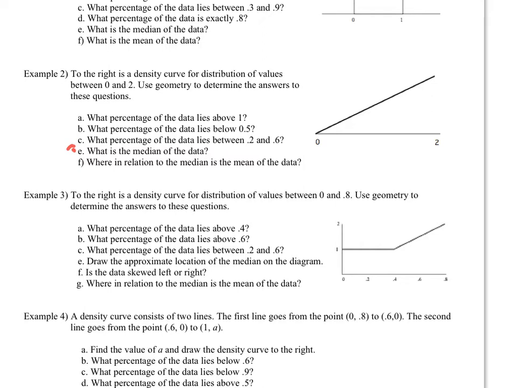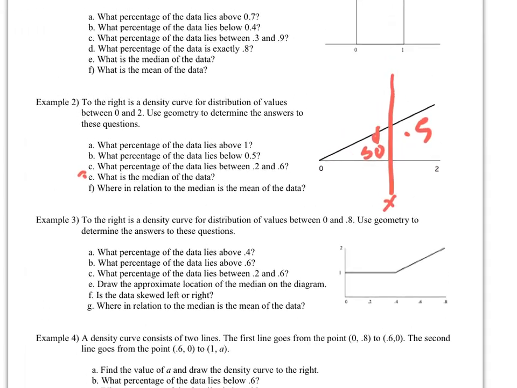Median means cut the data in half. So this is 50% and this is also 50%. The easiest thing to have done is to just use that triangle and find out what this x value has to be to get 50% to the left of that line. So the final answer, the exact answer, is the square root of 2.